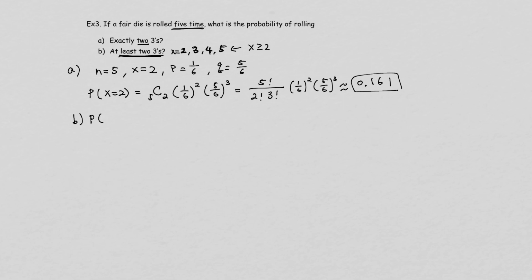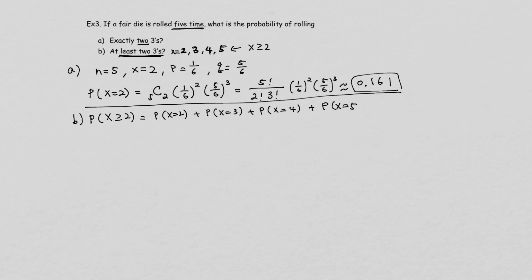So the probability of x greater than or equal to 2, which is the same as getting the probability of x equals 2 plus the probability of x equals 3 plus the probability of x equals 4 plus the probability of x equals 5. So you need to do all this 4 times, right? But if you don't want to do that, there is another way of doing it.